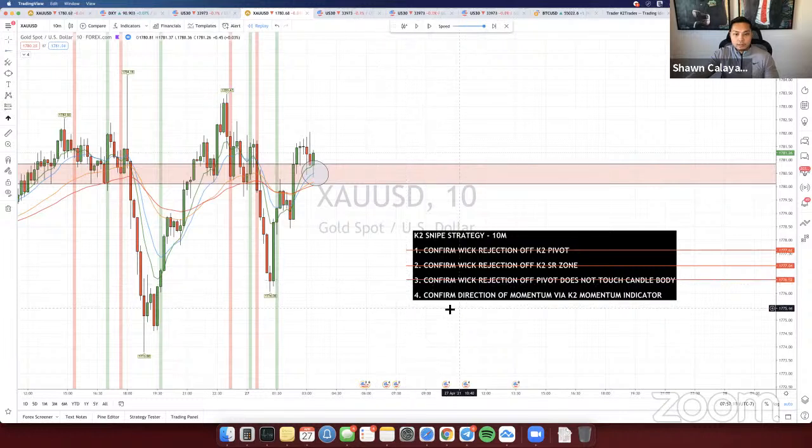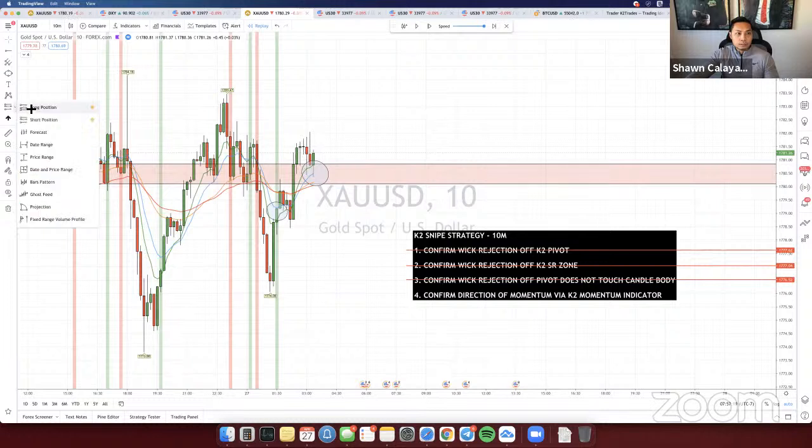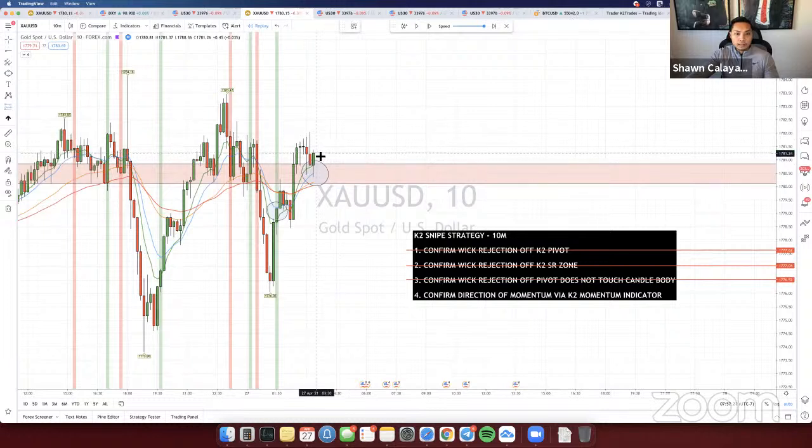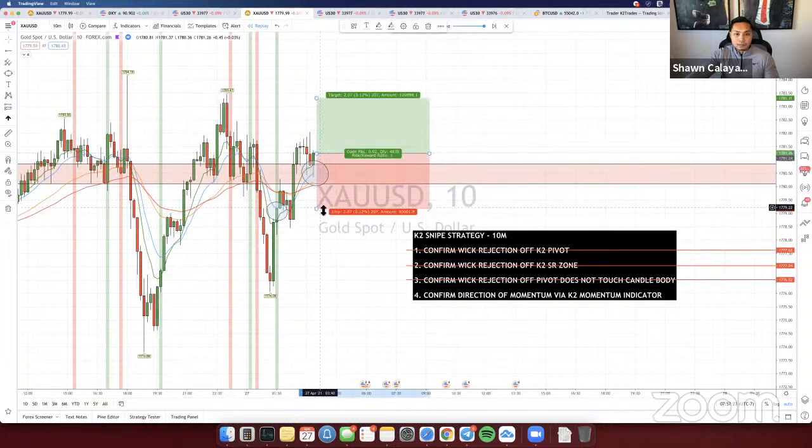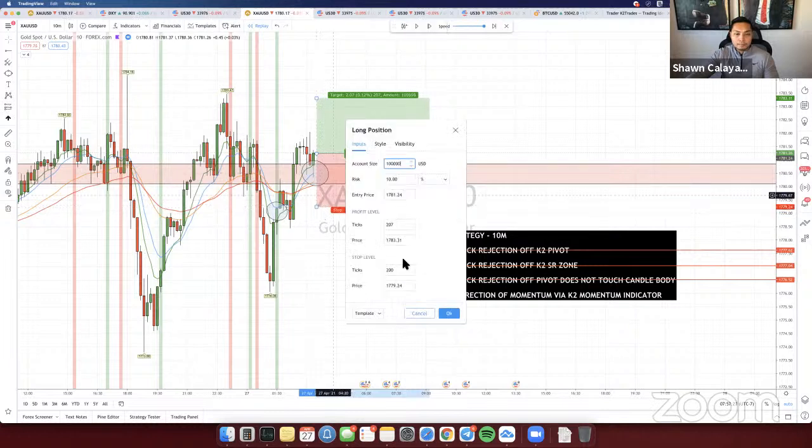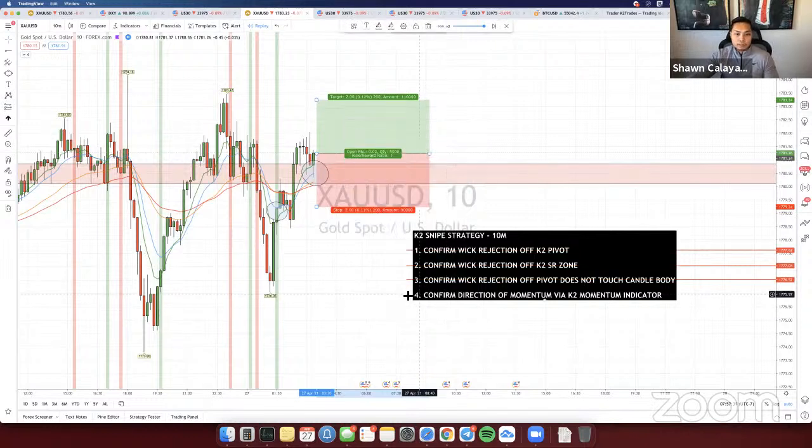Fourth requirement right here, you just want to confirm the direction of momentum using the momentum indicator. So right here, we have a buy signal. So we're only looking for buys, right? With that said, you can enter on the open of the following candle here. Like I mentioned, I don't trade gold, so I don't know what the sweet spot is. I'll assume it's maybe like 250, somewhere around there. 200 pips. I honestly don't know because I don't trade gold, but there's other people in the group that do trade gold. So for example, right here, that'd be an entry.